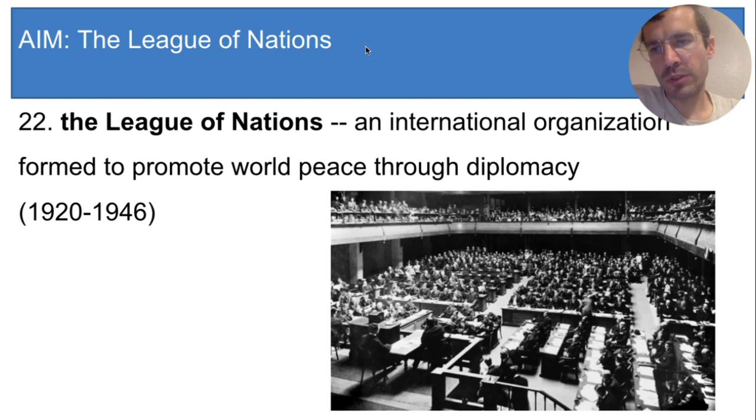Most countries in the world agreed to this idea, and in 1920, the League of Nations was formed. It lasted until 1945, when it was replaced by a new organization called the United Nations. Although most countries in the world joined the League of Nations, one very important country did not, and that country was the United States.